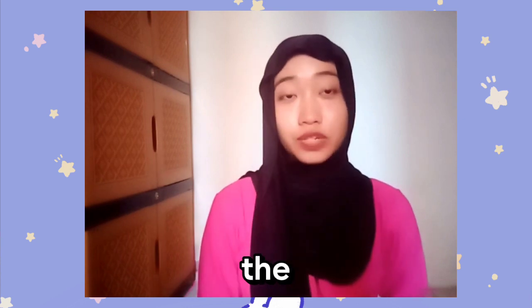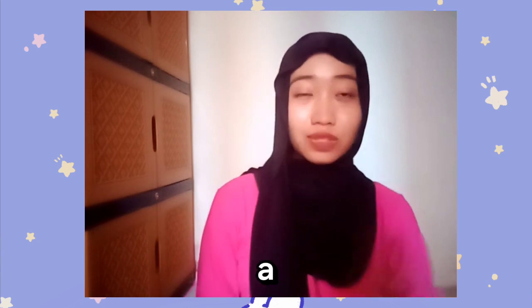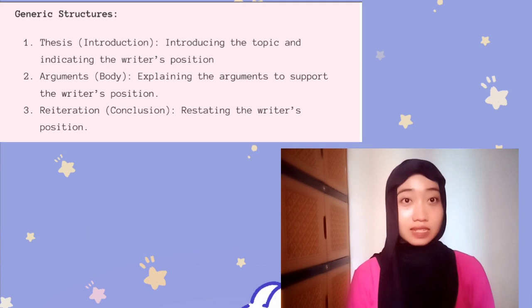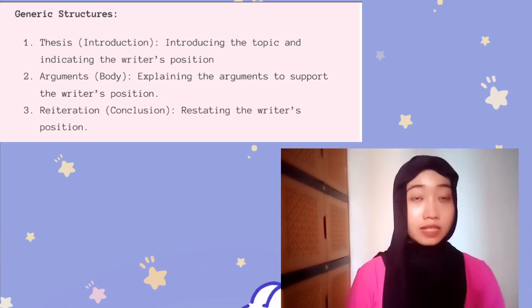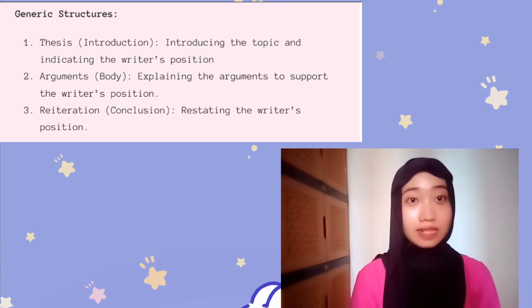Next, about the generic structure. Exposition text has three generic structures. They are thesis, arguments, and reiteration. The thesis or introduction part in exposition text is the part that explains the topic that will be discussed in the text. And the next is the argument or body of the exposition text.